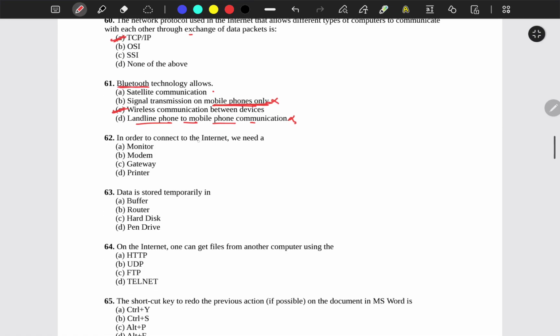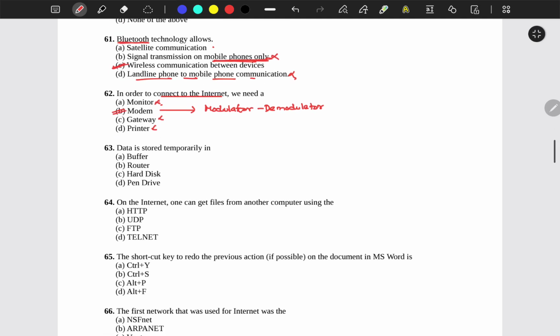62. In order to connect to the internet, we need a... this used to be in the old days, right? In the old days, to connect to the internet we need a monitor, no; gateway, not that either; printer, not that either. It is a modem, right? What is the full form of modem? They could ask this also, so just remember, okay? Modulator and demodulator. Okay, so question number 63.